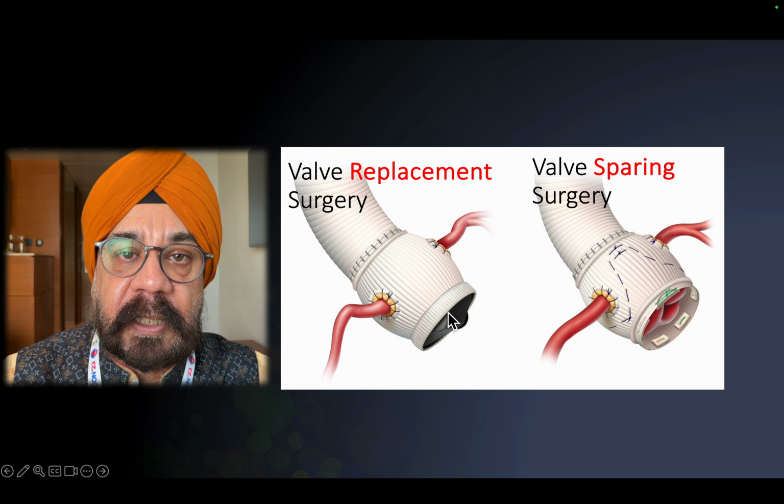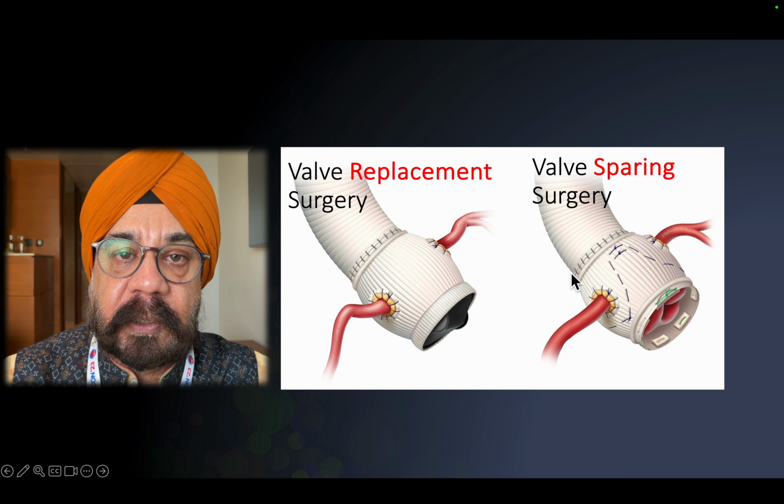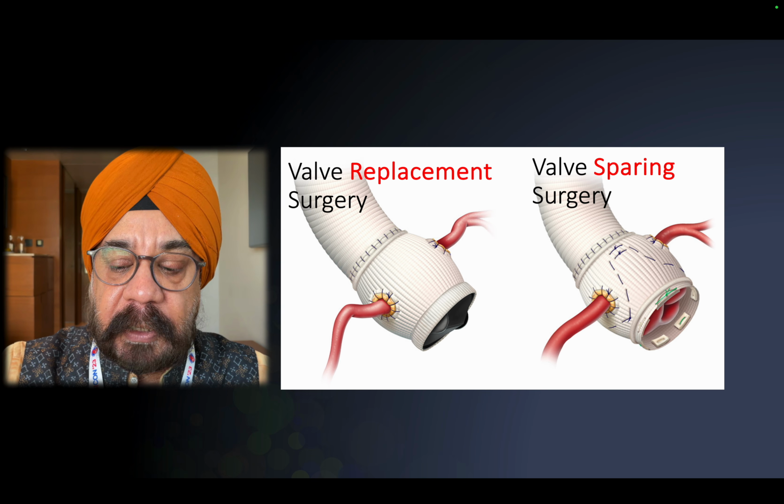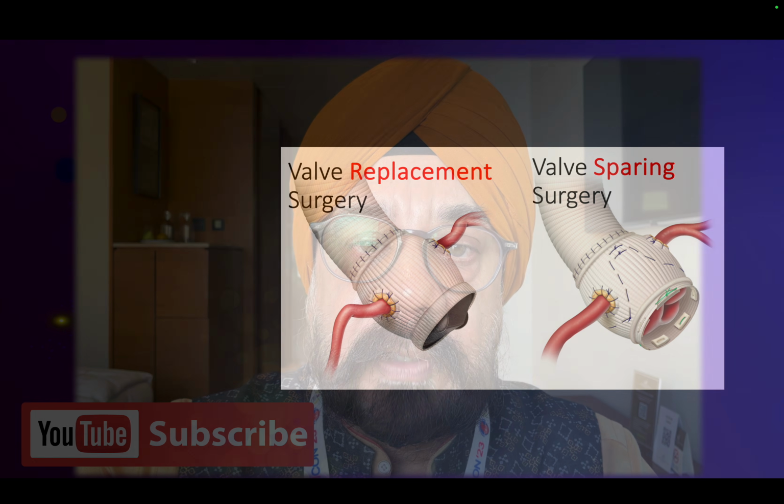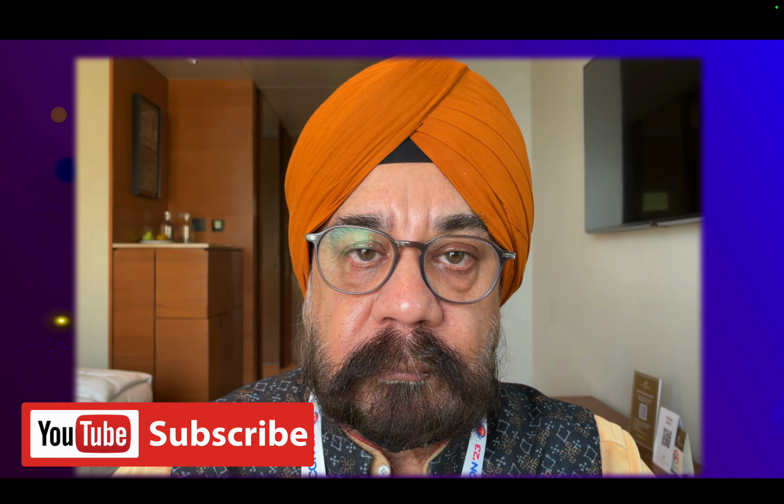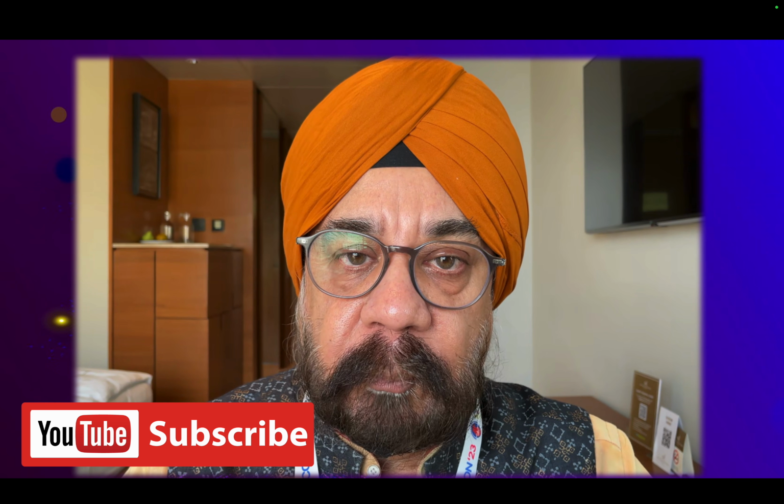So unnecessarily we were giving a prosthetic aortic valve, and now we have techniques of valve-sparing aortic root surgeries as a preventive for dissection of the aorta. I hope I made things simple.